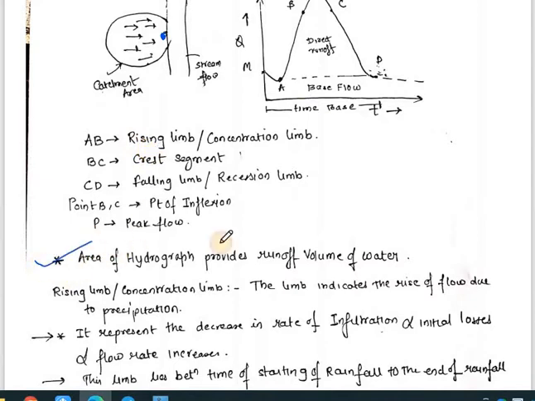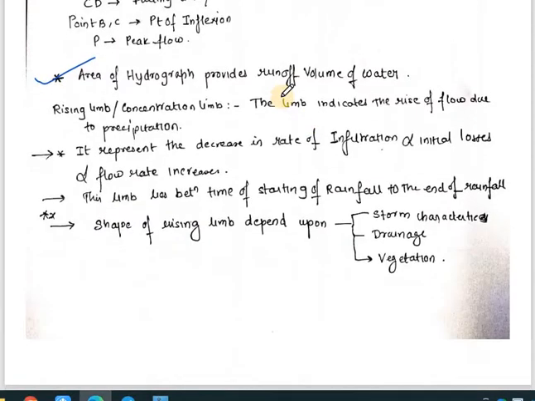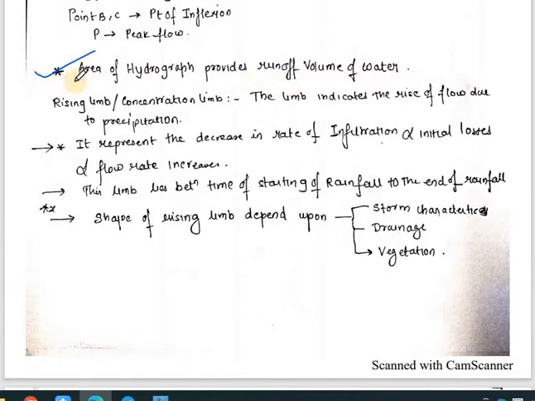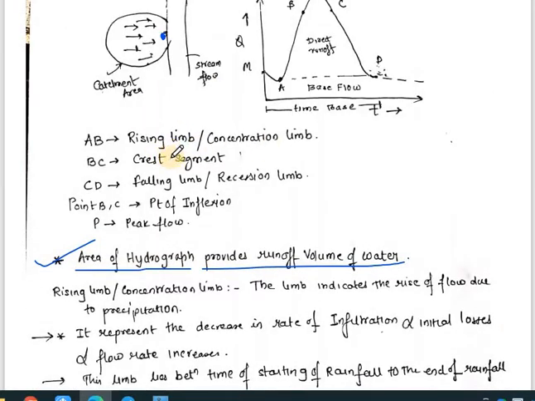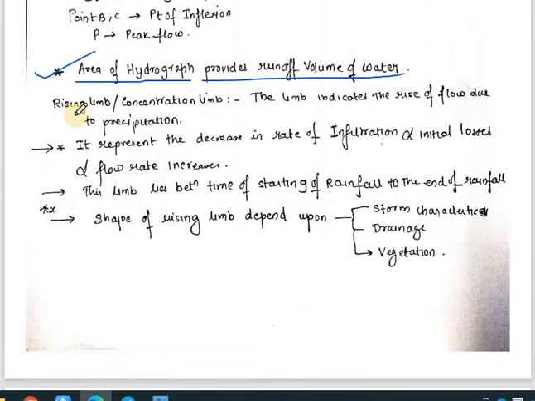Now the area of the hydrograph provides the runoff volume of water. Basically, if you have the area of the hydrograph, it will provide the runoff volume of water. So if in a certain calculation you have the runoff volume of water or the area of the hydrograph, you can get the runoff volume from that. Okay, we will discuss all these points, that is the rising limb, crest segment, falling segment, one by one.